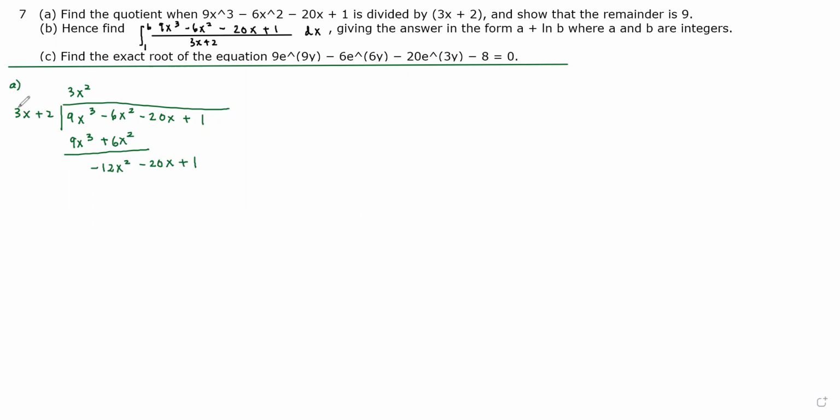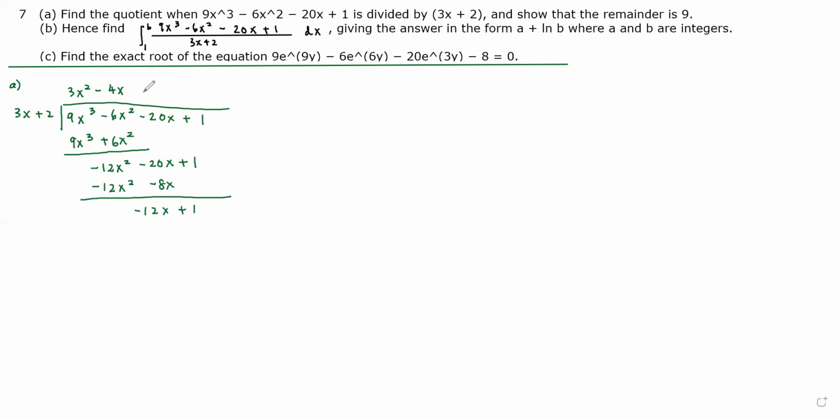Negative 12x squared divided by 3x would be negative 4x. Multiply negative 4x by 3x plus 2. That results in negative 12x squared minus 8x. Subtract the second line from the first line. That gives negative 12x plus 1.